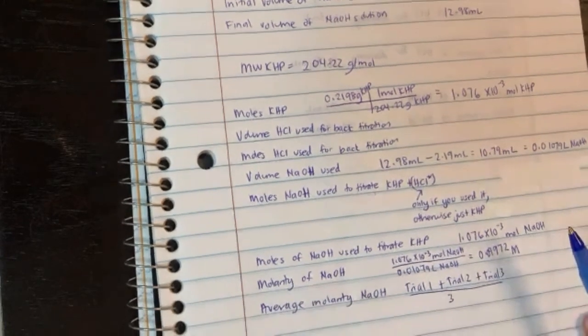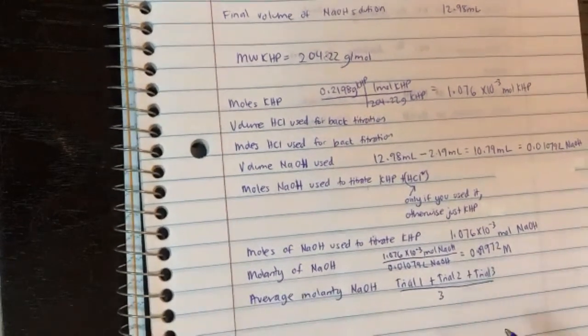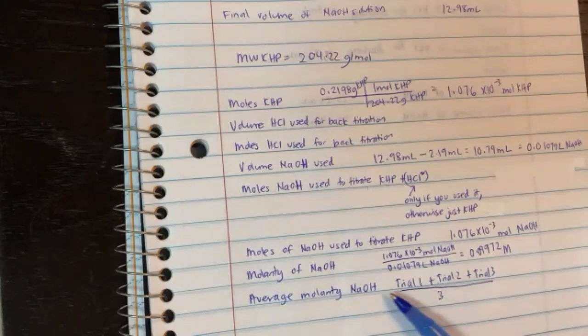And to get the average, all you do is take trial 1's molarity plus trial 2 molarity plus trial 3 molarity and divide it by 3, and you get the average molarity that's needed. This average molarity will be used in the calculations for titration part 2, which is titration with an antacid.